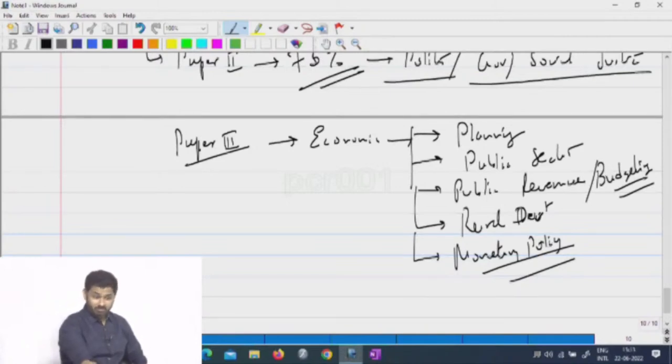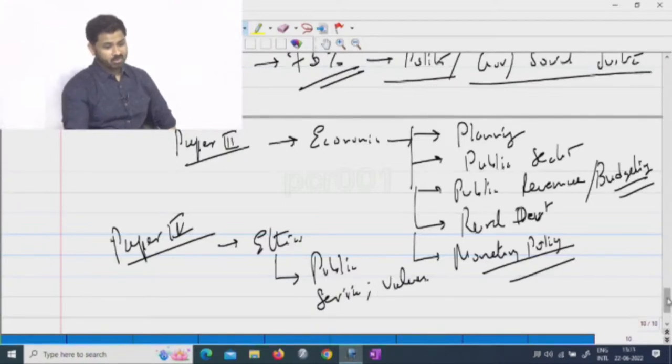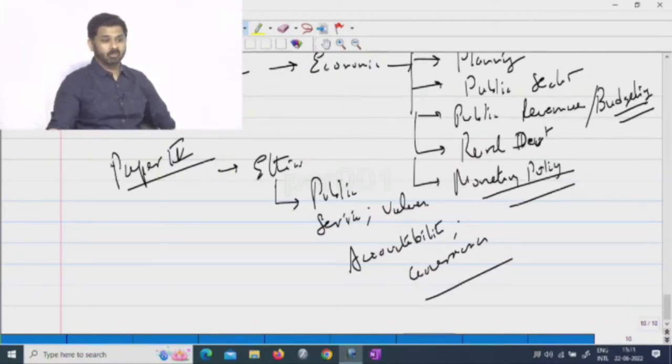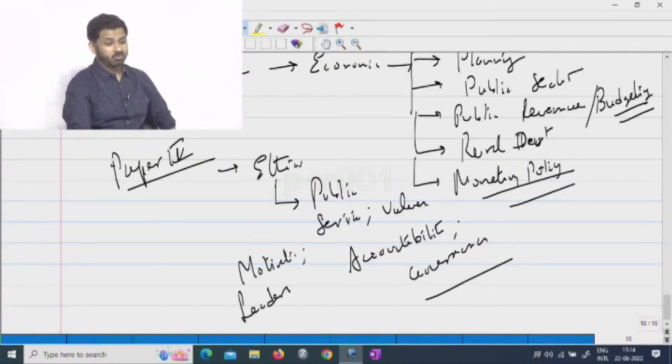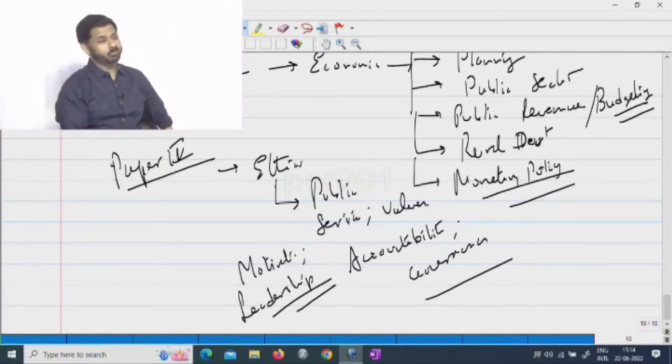You see the amount of overlap, and more than that, in paper 4, even more overlap than paper 3: ethics, aptitude, integrity. What are you learning here? Public service, values, accountability, governance. Even some of those topics in your behavior, like motivation and leadership, will also be related to values and ethics. So, a lot of overlap in paper 4 also. This is how there is an overlap.